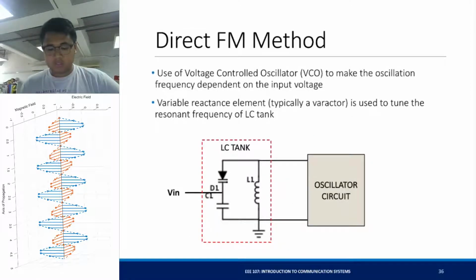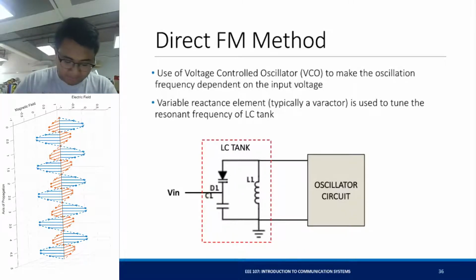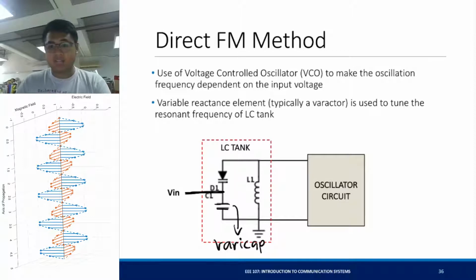Okay. So now how do we produce FM signals? To produce FM signals, we can use a voltage-controlled oscillator to make the oscillation frequency dependent on the input voltage. And that's actually just simple. You have a V input here. We use a variable capacitor, a varicap, whose capacitance varies with respect to the voltage input.